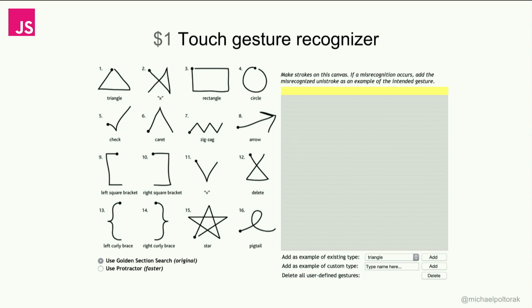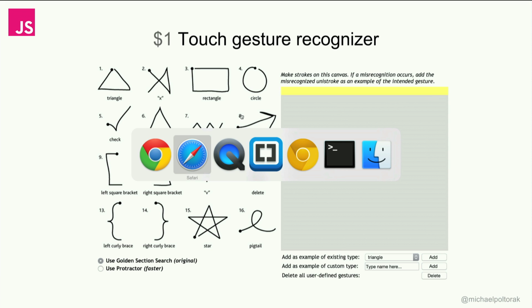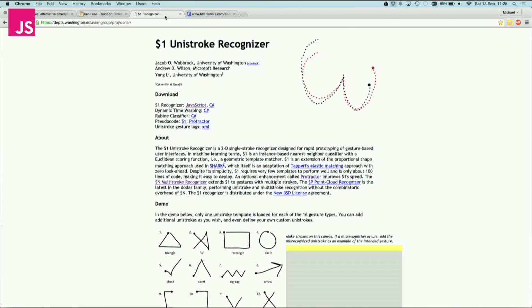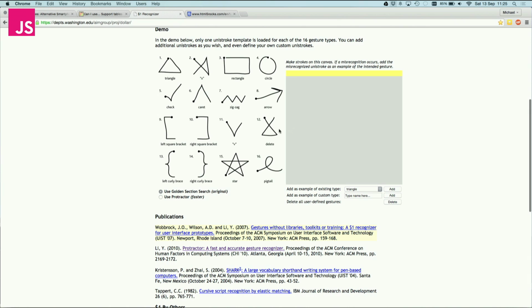This is the $1 touch gesture recognizer for 2D gestures, and it's a little JavaScript library that can be used to pick up gestures. I'll just show it here to you. This is the live website. So you can see there's a canvas here, and if I draw a circle, the code picks it up as a circle. If I draw a rectangle, it gets picked up as well.